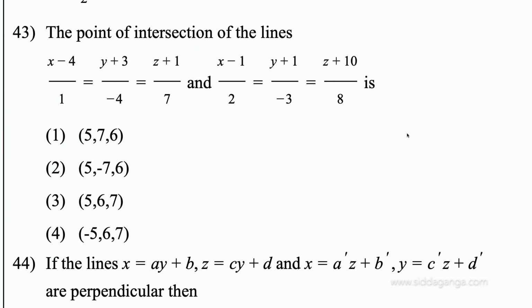In the first line, if you substitute 5 in place of x, minus 7 in place of y, and 6 in place of z, you get 1, 1, 1, right. In the same way, in the second equation, if you substitute, 5 minus 1 by 2 is 2, and y minus 7 plus 1, that is minus 6 by minus 3, that is 2, and for z, 6 plus 16 by 8, that is 2. So in the second line you get the ratio 2, in the first line you get the ratio 1 for the second option.